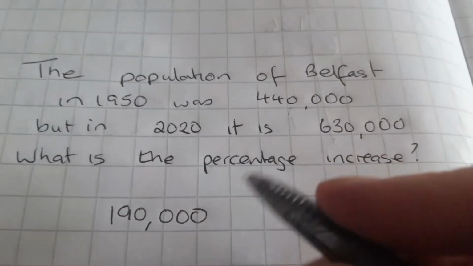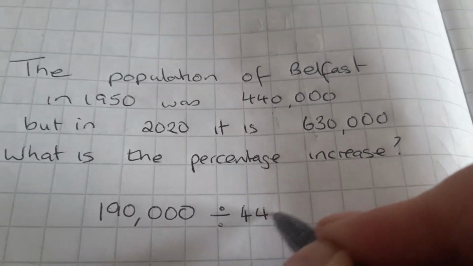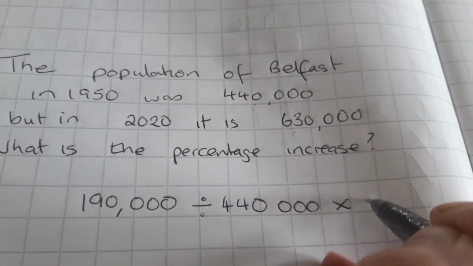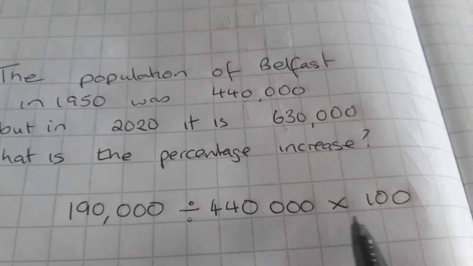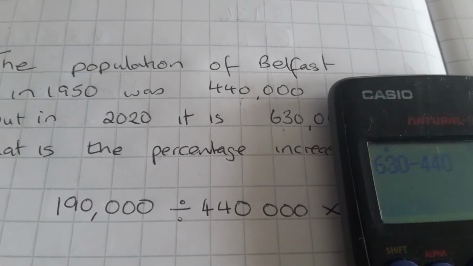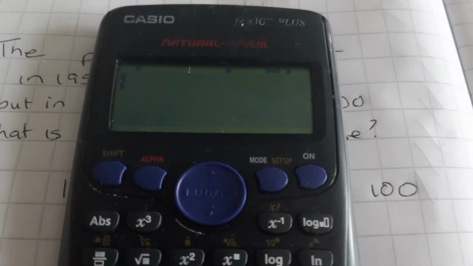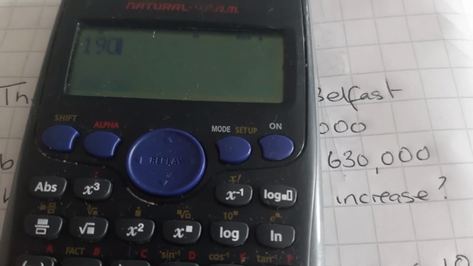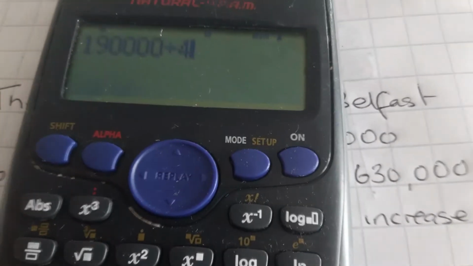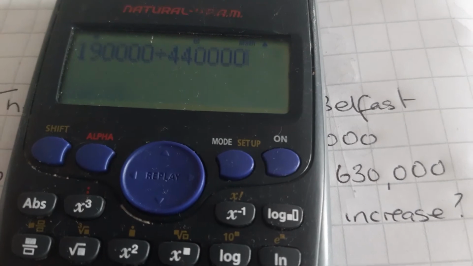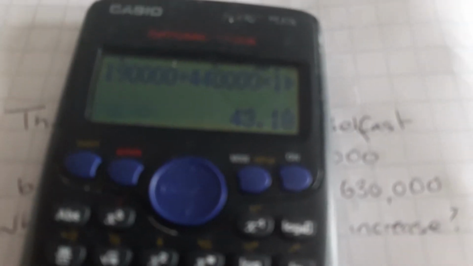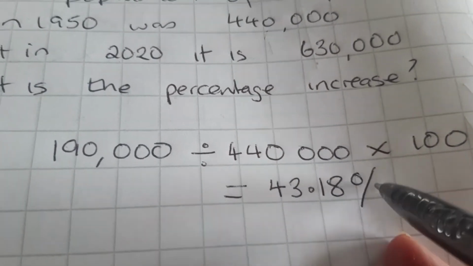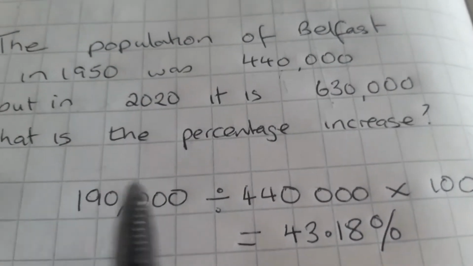And we go back to the original amount, divide by 440,000 times 100. So you work out the change, an actual number, you divide by the original number, and times 100. You're finding 190,000 as a percentage of 440,000. So let's do that. 190,000 divided by 440,000 times 100 and get 43.18%. Don't round it off to a whole number, write it as 2 decimal places. 43.18%.